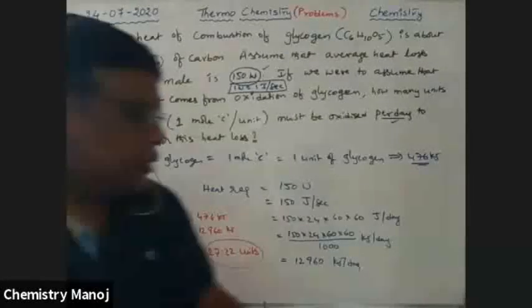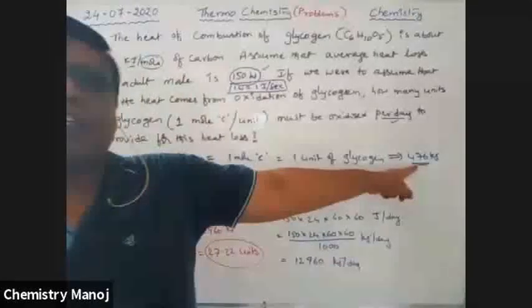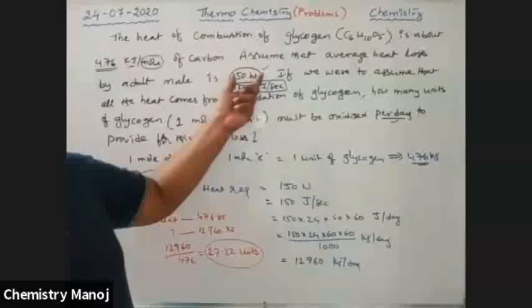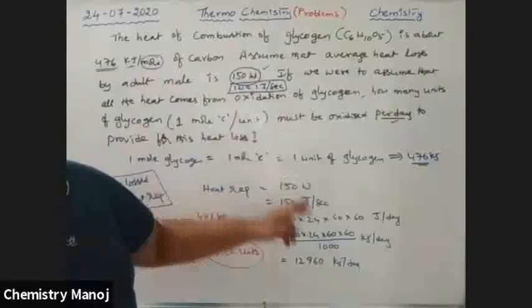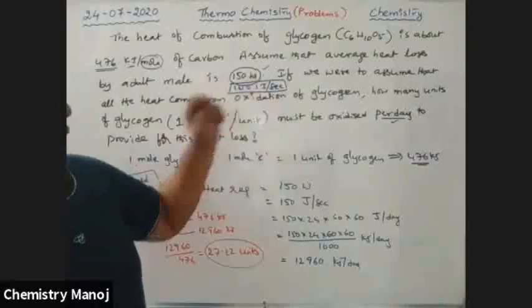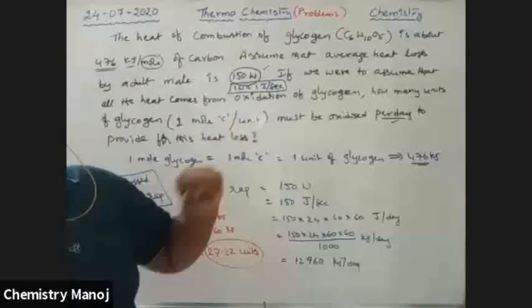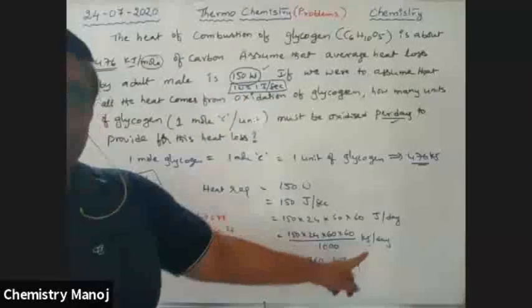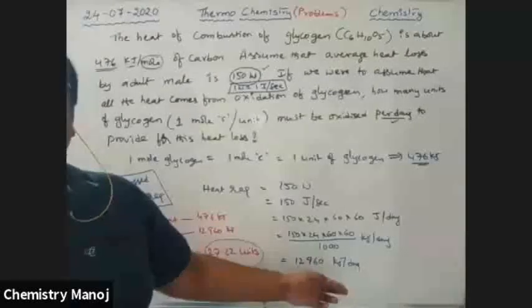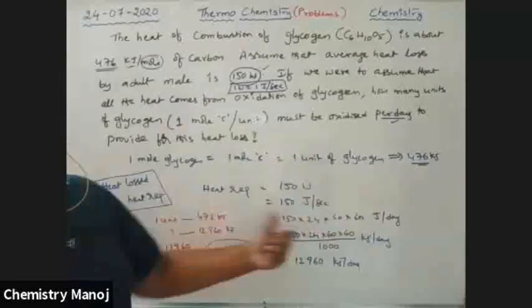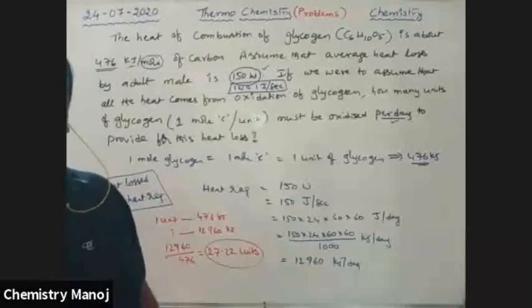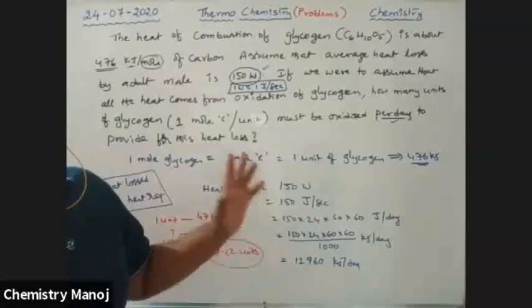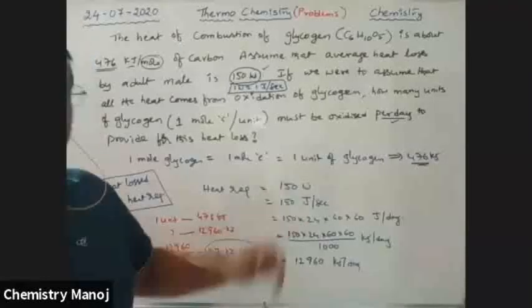See, boys, actually 1 unit of glycogen releases this much heat energy. So the male loses this much, which means this much is required. How much is lost? I calculated. 1 watt is equal to joule per second, please consider the point. Based on that, I converted that value into kilojoules. 1 unit gives that much, so how many units are required? Finally, the answer is 27.22 units only. Okay, so this is very, very important, my dear boys, this method.